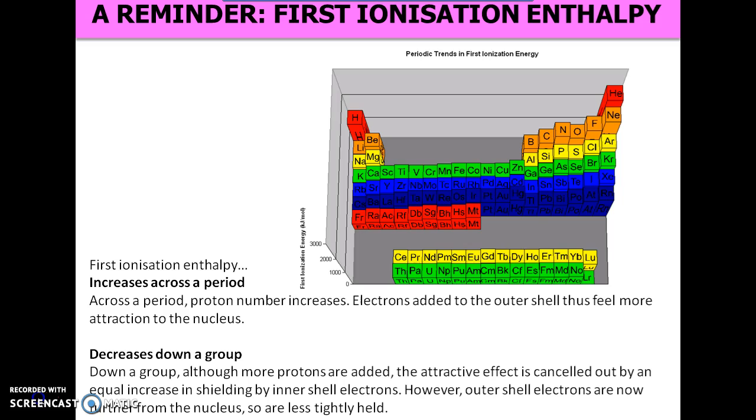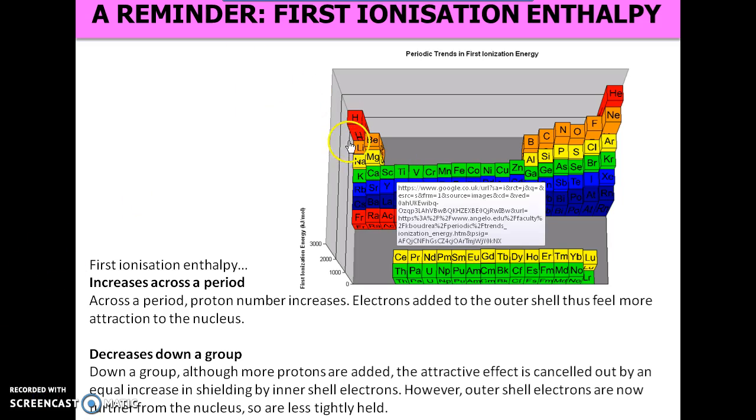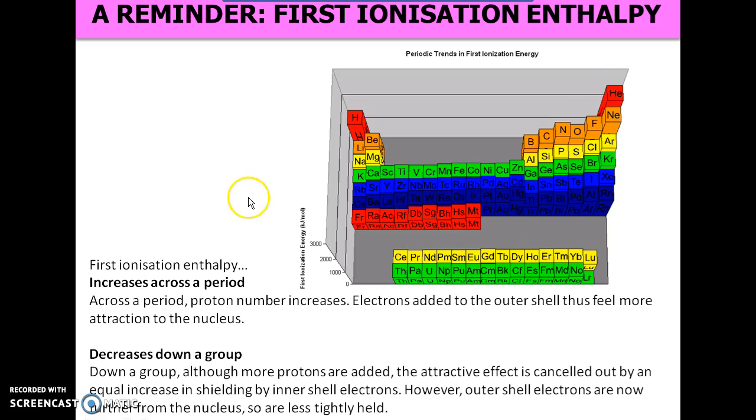Now going across a period, so as we go for instance from lithium to beryllium and all the way across to neon, what's happening there is that we're adding protons. We're adding electrons as well, but they're going into the same outer shell, so they're not really shielding outer shell electrons from the feel of that extra nuclear charge. So the outer shell electrons are more tightly held. Therefore, it takes more energy to remove one of those. So across a period, the first ionization enthalpy increases.